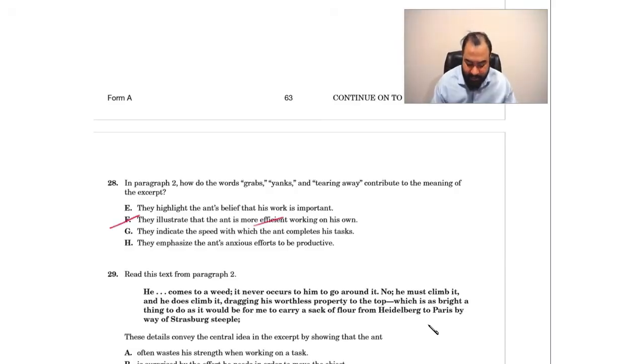They indicate the speed. So it's not about just the speed at which the ant completes the task. They emphasize the ant's anxious effort to be productive. Yeah, this is what it is. So the ant is trying hard, grabbing, yanking, tearing away, doing his anxious effort. He wants to be productive, but he is not. So the ant doesn't believe that his work is important. It's nothing about its belief.